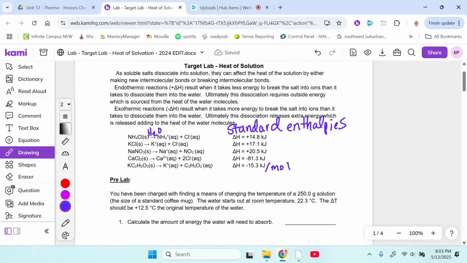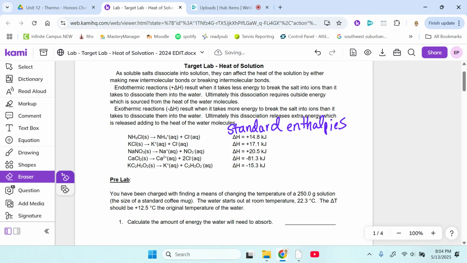When that process happens, you'll note that some of the salts will absorb energy. For example, ammonium chloride will take in energy, making the surrounding water colder. So that would be an endothermic process. Whereas some salts, like calcium chloride, will exothermically release energy, making the surrounding water temperature hotter. All of these tabulated standard enthalpies are in units of kilojoule per mole of the salt.